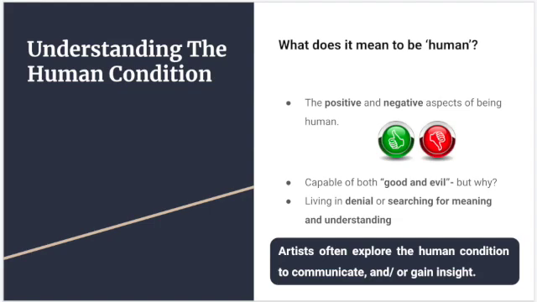And what happens is individuals can either live in denial and just accept it without any further curiosity, or we engage in a search for greater meaning and understanding of ourselves, of humanity in general. And this is where artists come in, because it's these artists that often engage in this searching for greater meaning, and they do that through their creation of artworks. Artists often explore what it means to be human, the different elements of being human, in order to communicate with their audience or to gain insight into themselves or their subject matter.